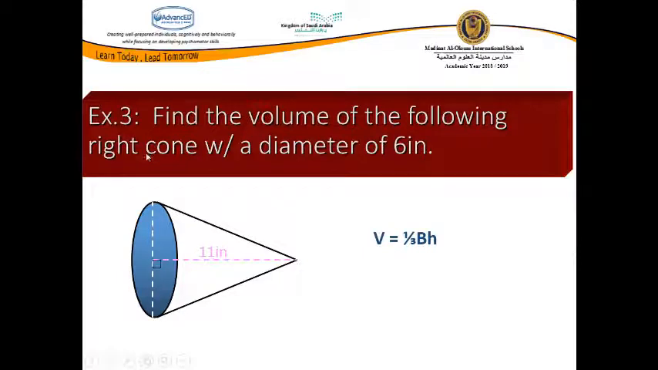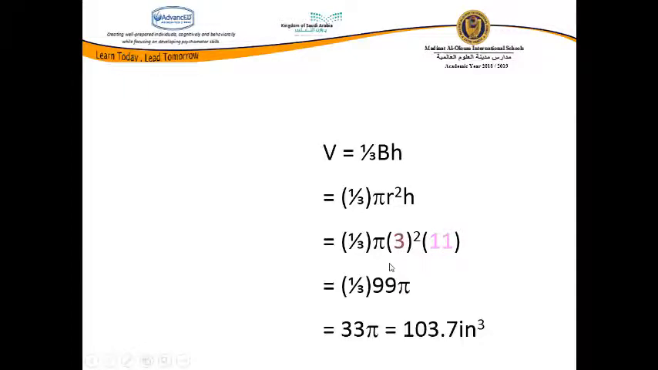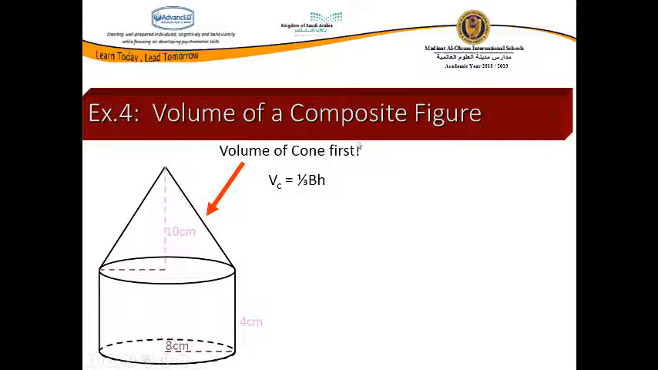Here, find the volume of the following right cone with a diameter of 6 inches. Since the diameter is 6, then the radius is half of 6, which equals 3. Then we can make substitution. The volume equals one third Bh, one third base area pi r squared multiplied by the height 11. Then one third pi r squared, the radius is 3, then 3 squared multiplied by the height 11. Then one third of 99 pi equals 33 pi equals 103.7 cubic inches.